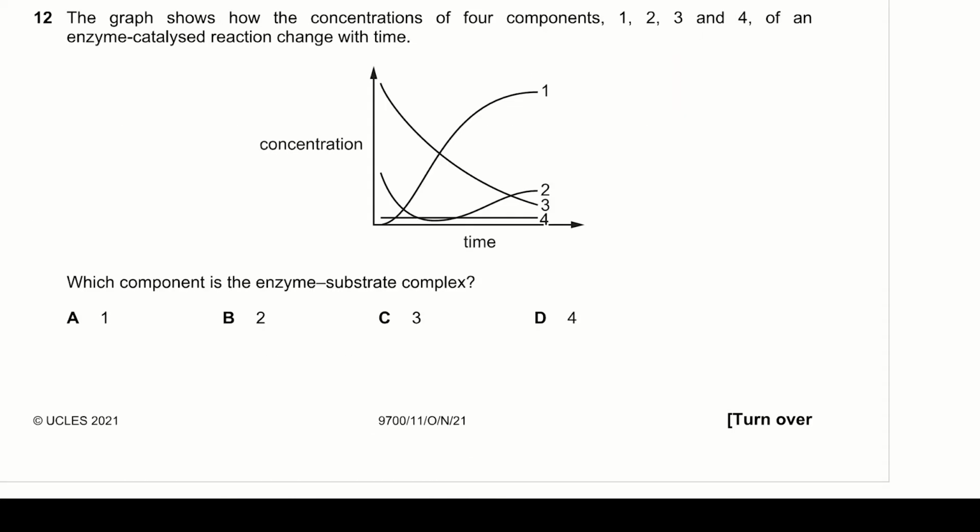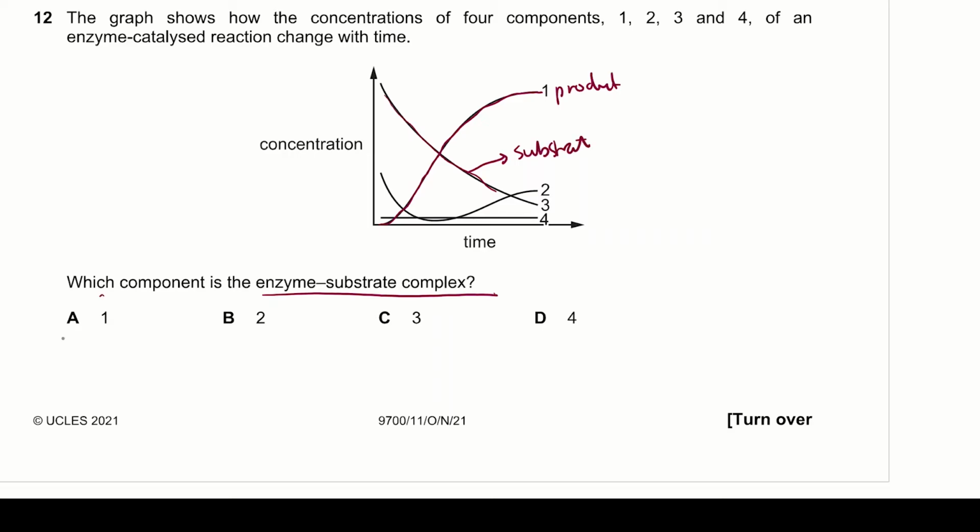The graph shows how the concentrations of 4 components, 1, 2, 3, and 4, of an enzyme catalyzed reaction change with time. Which component is the enzyme substrate complex? So please focus with me on this question. In this line, we can see it's increasing as time goes on. If it's increasing as time goes on, it's definitely going to be the product. And this line, number 3, you can see it decreasing with time. If it's decreasing with time, it's definitely going to be the substrate.